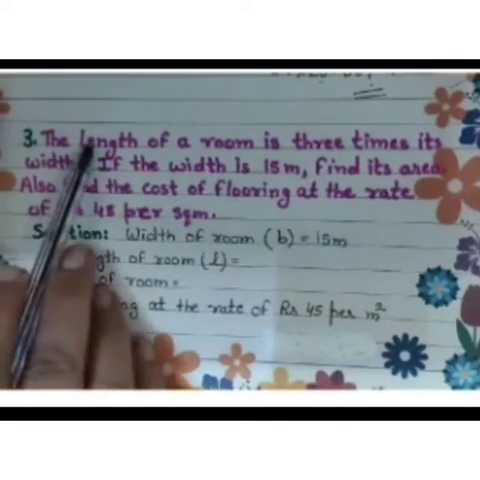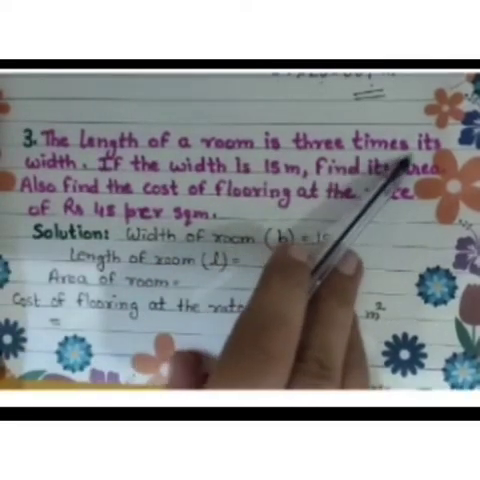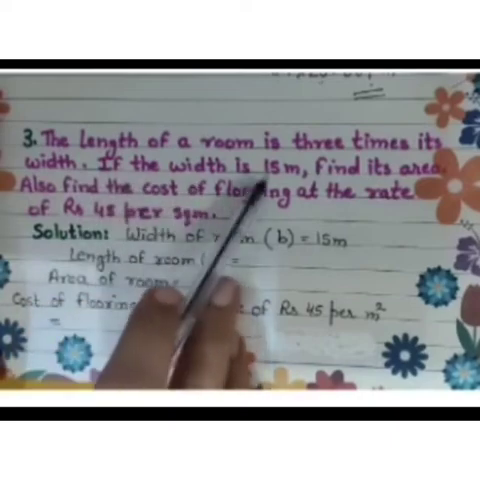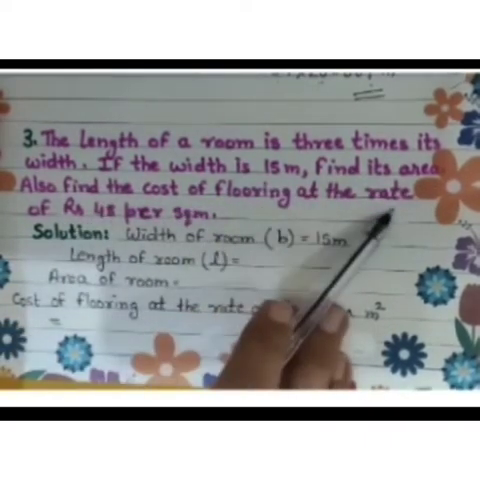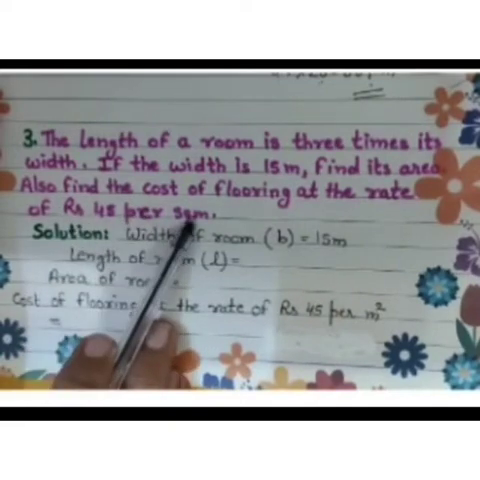Question number 3. The length of a room is 3 times its width. If the width is 15 meter, find its area. Also find the cost of flooring at the rate of rupees 45 per square meter.